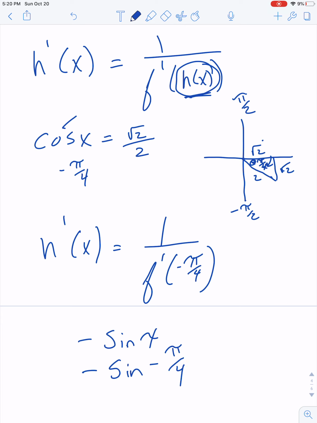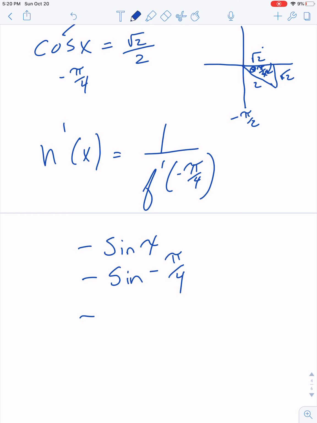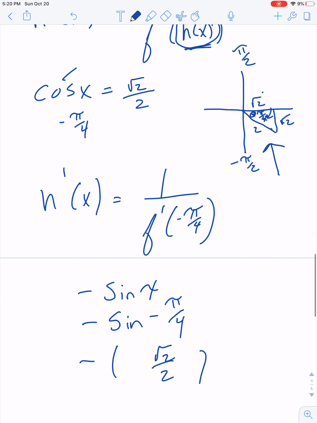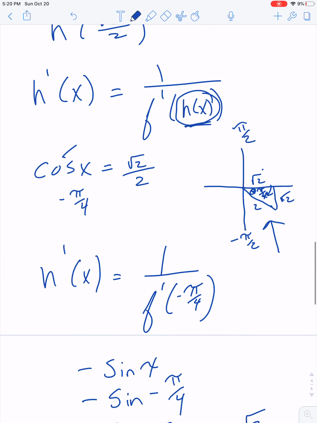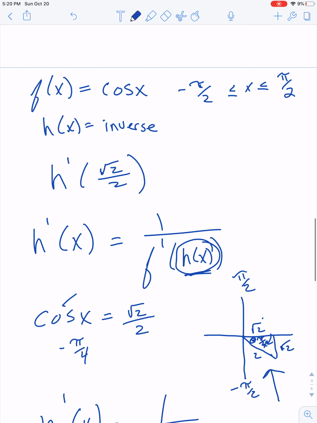So sine of this angle here, opposite over hypotenuse, is square root of 2 over 2. But we also have to recognize that in this fourth quadrant, sine is negative, so that becomes negative square root of 2 over 2. So that gives us square root of 2 over 2. Again, this was an example similar to question 8. I started with cosine x instead of with sine x.